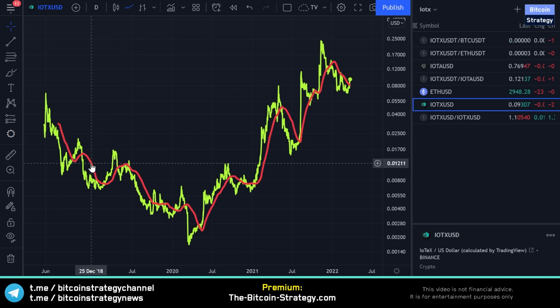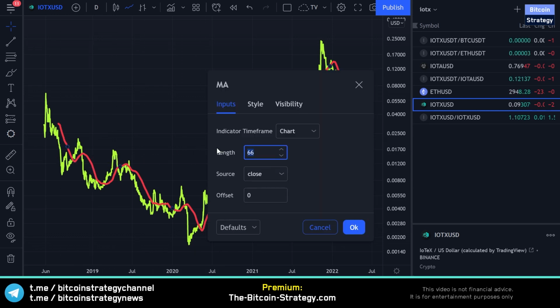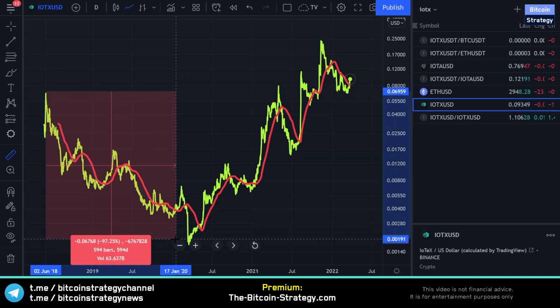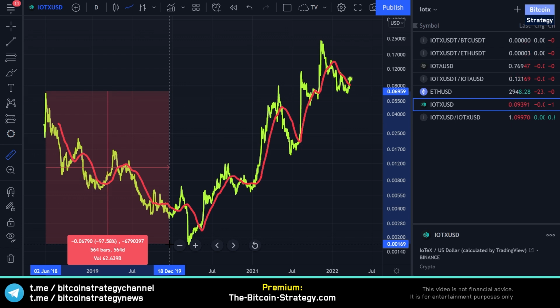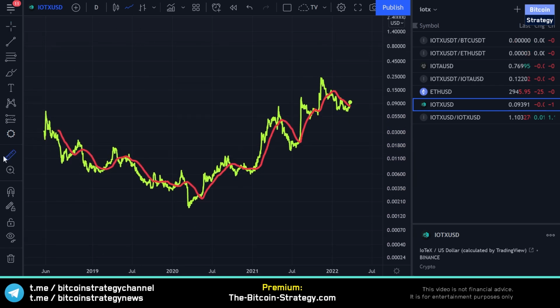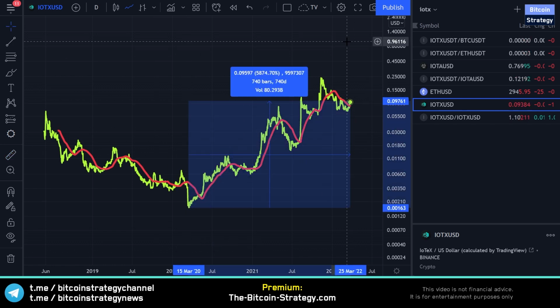The reason why we want to make this kind of active trading is the incredible volatility of IoTeX. Here, look at this. From top to bottom, we face around 97% of a decline. So basically an entire destruction of your capital. On the other hand, when you time this right and you buy at the bottom and you sell at the top, you make almost 6,000% in profit.